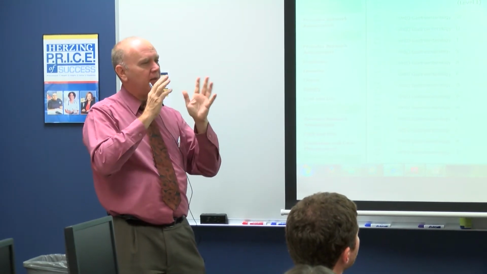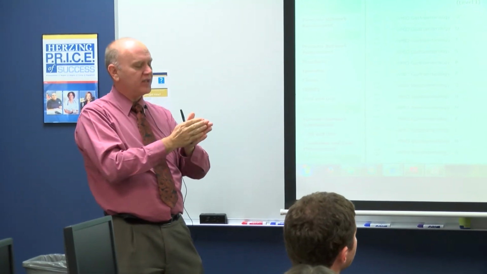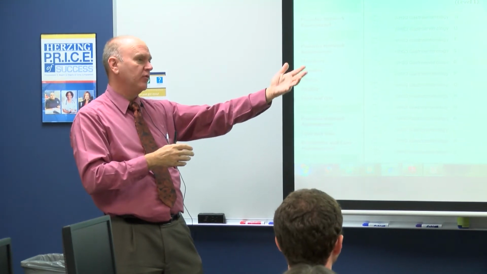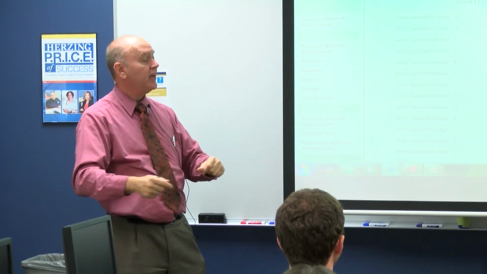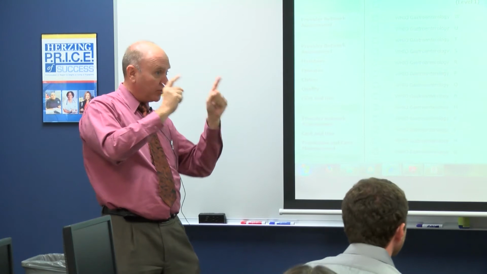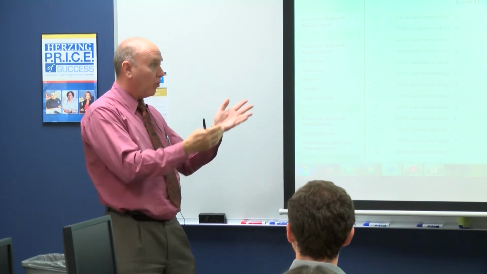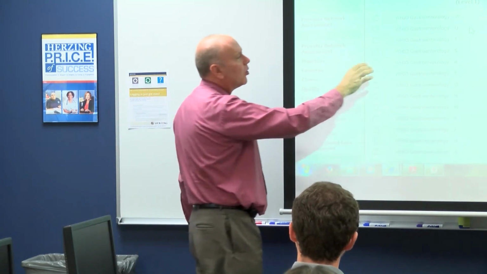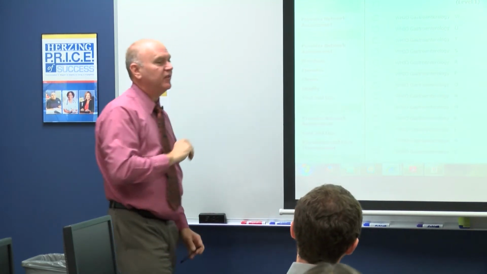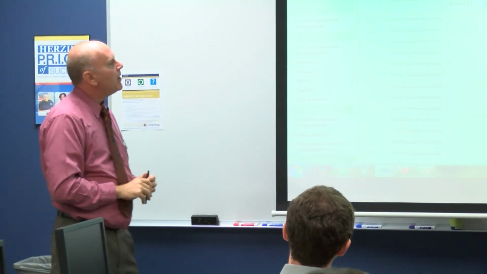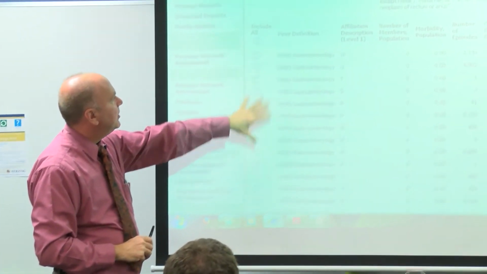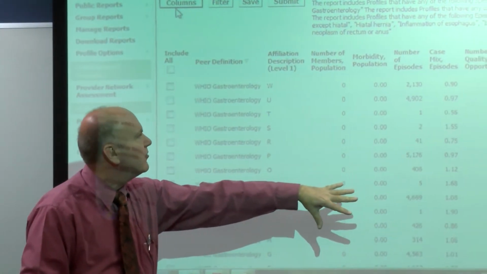Remember the index where 1.0 was standard. If you were less than 1.0, you were efficient. If you're more than 1.0, you're not efficient. Every episode attributed to a doc that's complete, that's not a low outlier, will be forced into that. Here, we're only looking at specific types of ETGs. So now we've got the peer definition, and a bunch of information going over there.